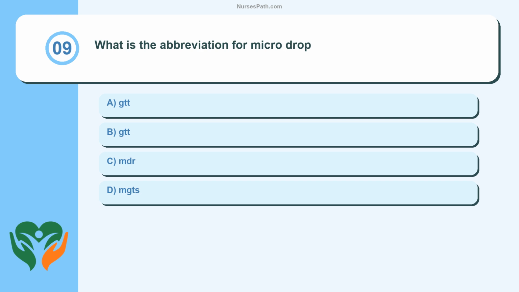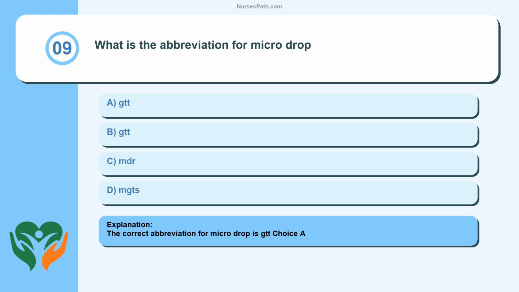Question 9. What is the abbreviation for microdrop? GDT, MDR, MGTS. The correct abbreviation for microdrop is choice A.